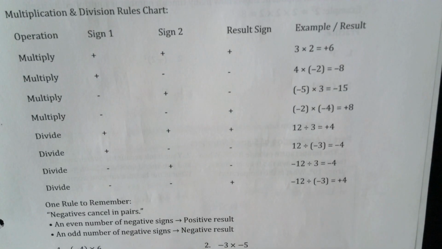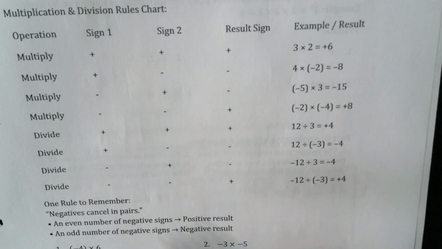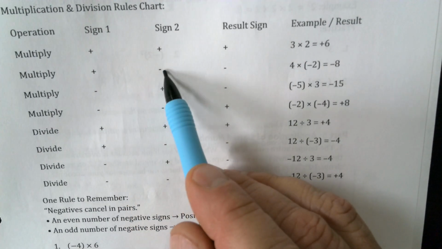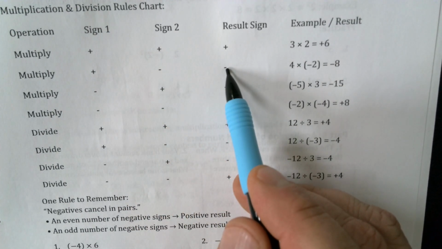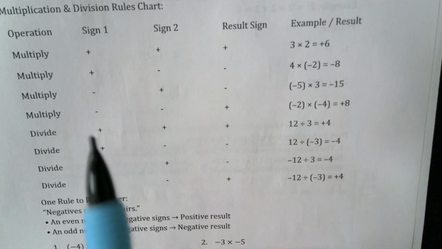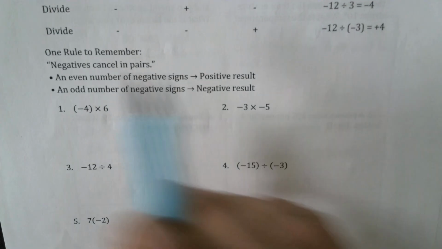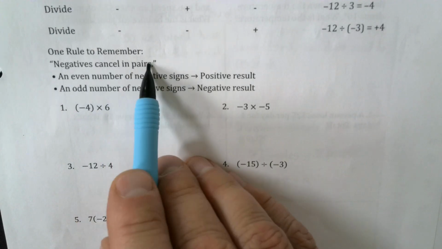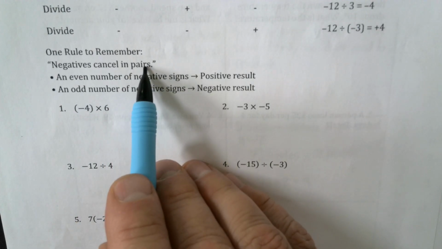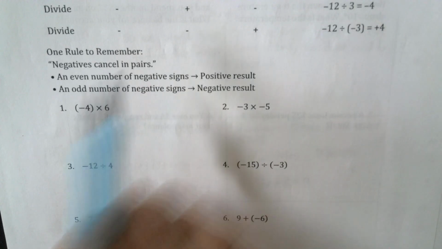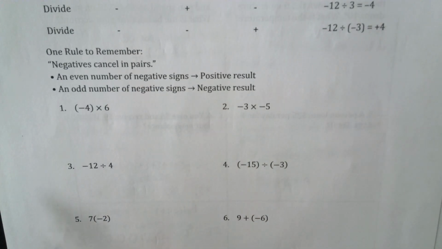So it looks like there's a pattern here. You can go back to this and check, if I've got a positive times a negative, what the result should be, whether it should be positive or negative. But I think this table is overly complicated. I like one rule. This is the one rule to remember. Negatives cancel in pairs. If you have two negatives and you're multiplying or dividing, they'll cancel. If you have one negative, then you don't have a pair. It won't cancel.